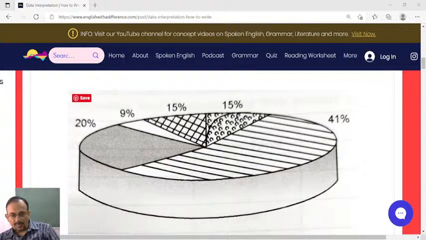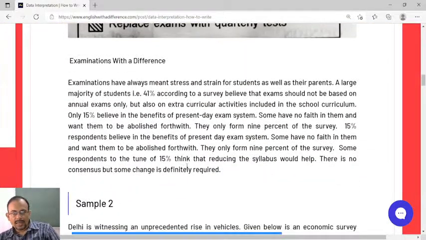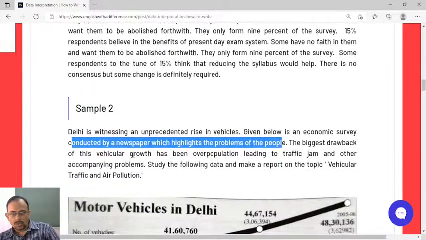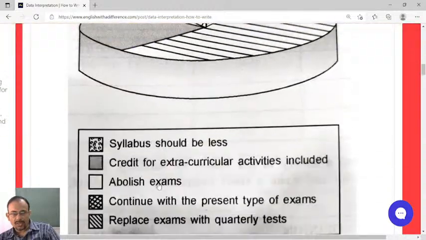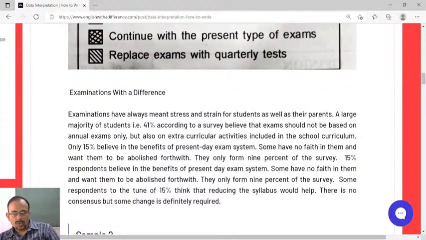Have you seen here in this interpretation any kind of data drawing? This is a part of the question only. This is the answer. So only you have to write.